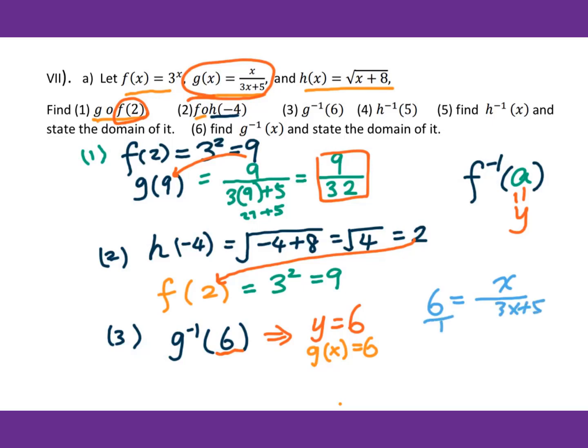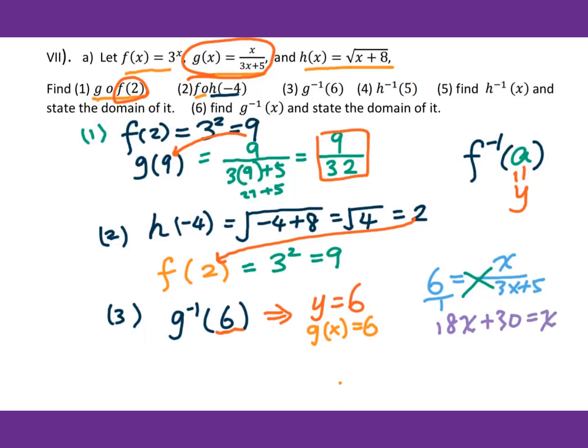Make it over 1. Then you do cross multiply. You will get 6 times 3x is 18x, 6 times 5 is plus 30, equals x. Then you solve for x. Minus x on both sides, then subtract 30 on both sides. You will get 17x equals negative 30. Divided by 17, x equals negative 30 over 17. This is the solution to number 3.